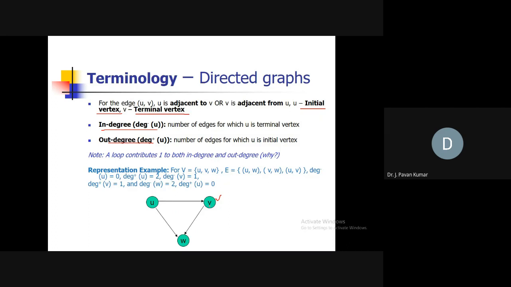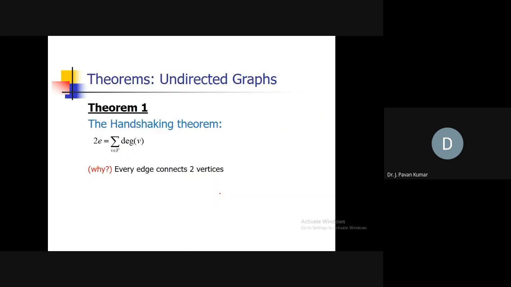So what's the in degree of v? 1, sir. What's the in degree of w? 2, sir. In degree of u is 0. Like that, and we will denote it as degree with a minus in the superscript. Similarly, plus means out degree, and that will be depicted as the superscript. So this is about in degree and out degree.